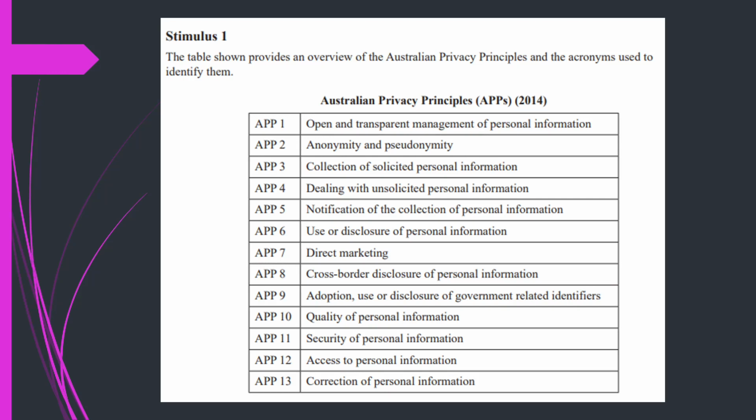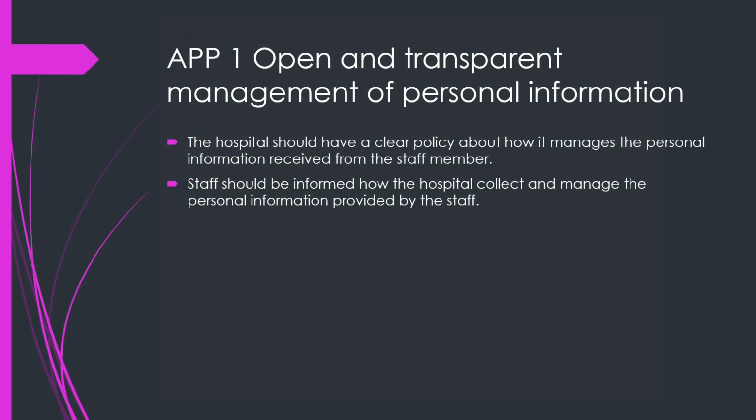My gut feel here is that we can pick and choose which one we want. So I'm picking number one, number two, and number three. Let's have a look. Number one, open and transparent management of personal information. It's quite simple and straightforward.